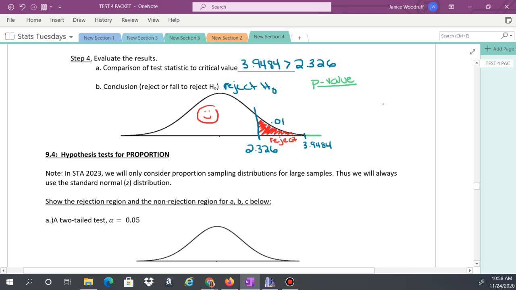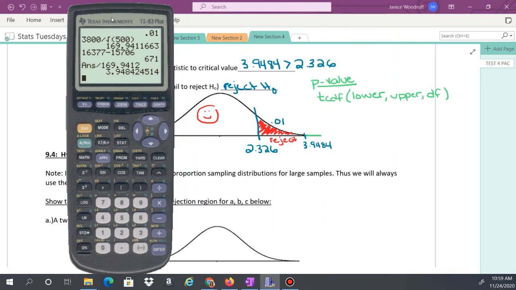So you're going to go T CDF in our calculator. I'll pull that up in just a second. You're going to do the lower limit. So remember, with normal CDF, you just do lower, upper. But with the T CDF, you also have to do the degrees of freedom. So lower, upper, and then degrees of freedom. So on the right tail, the lower limit would be 3.9484. The upper would be a positive 99, and then your degrees of freedom would be whatever's given to us here, which was 500 minus 1, so 499.